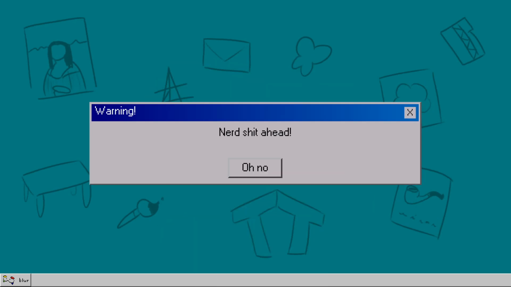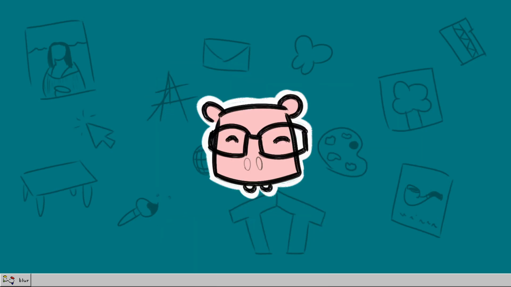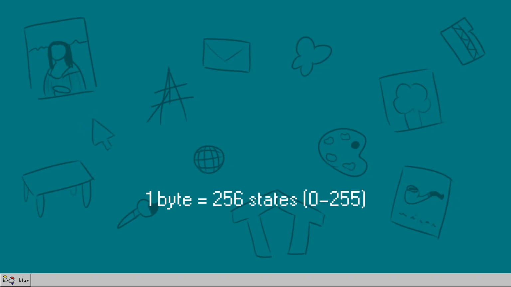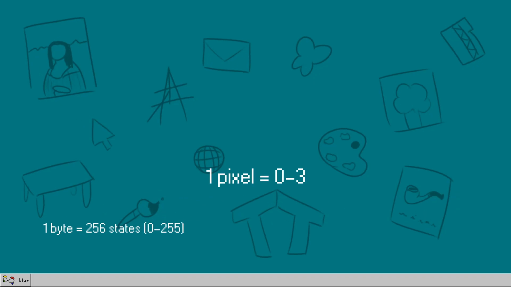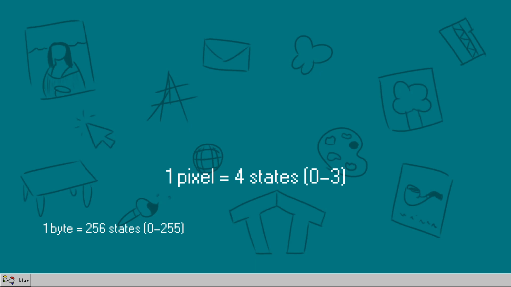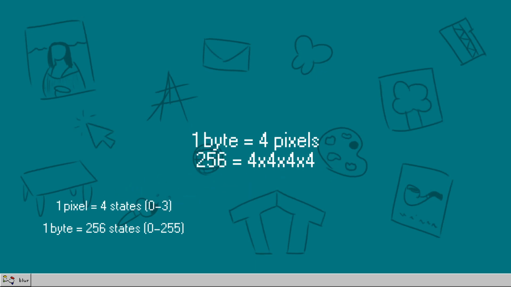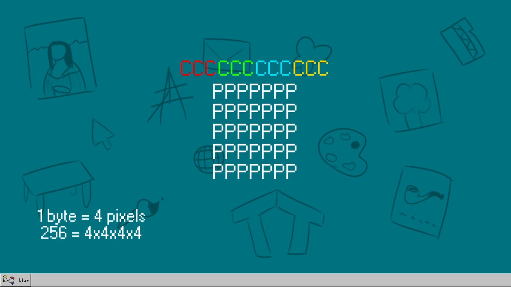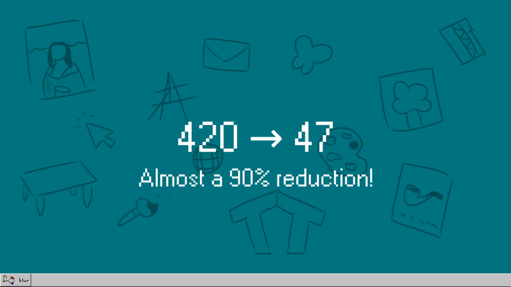Here's where it gets a bit more technical. If you know computers, you'll likely know that a byte can store up to 256 values, from 0 to 255. Well, if we're only storing numbers from 0 to 3, that's 4 states per number. We can actually fit 4 pixels in each byte. This brings our totals down to 12 bytes for color and 35 for the canvas. 47 is a whole lot better than 420.